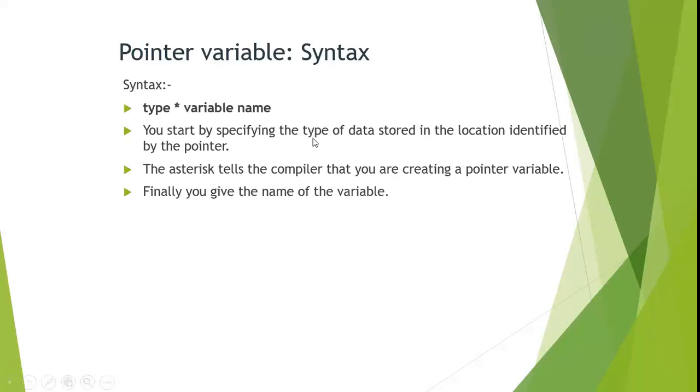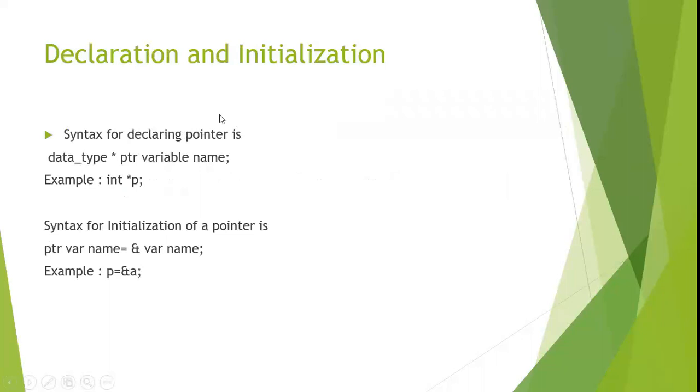So you start by specifying the type of data stored in the location identified by the pointer. The asterisk tells the compiler that you are creating a pointer variable. Finally, you give the name of the variable. This is actually an explanation of the syntax, right?